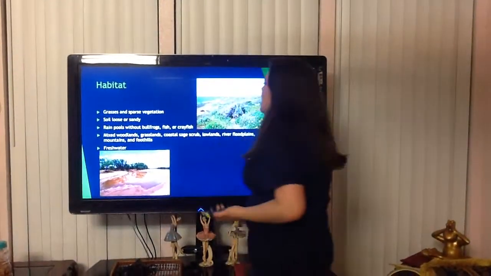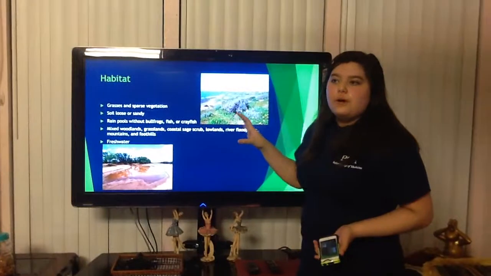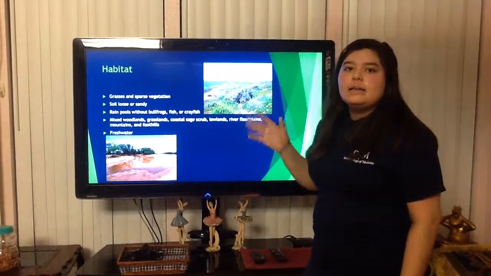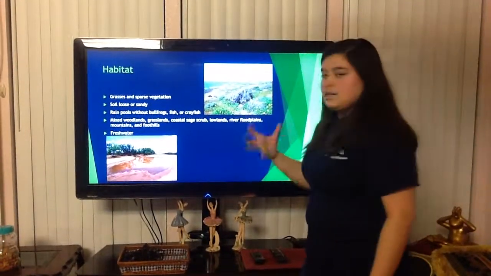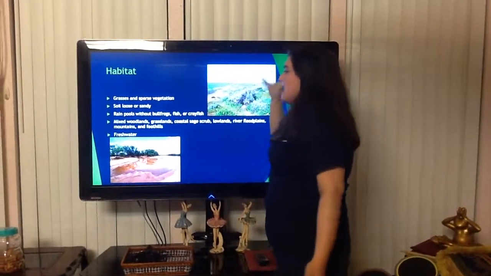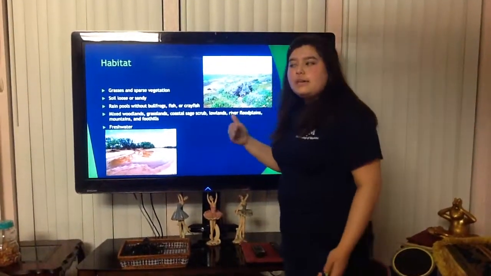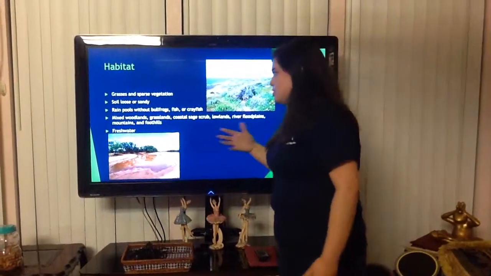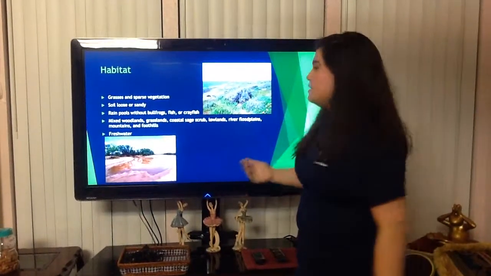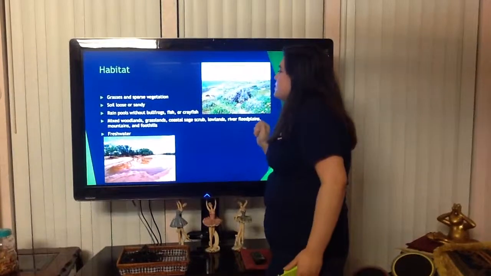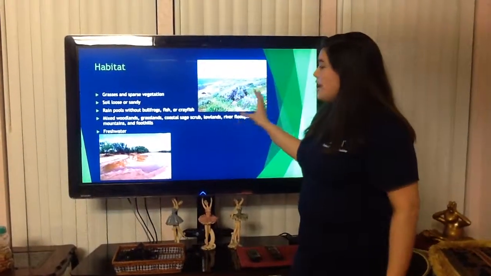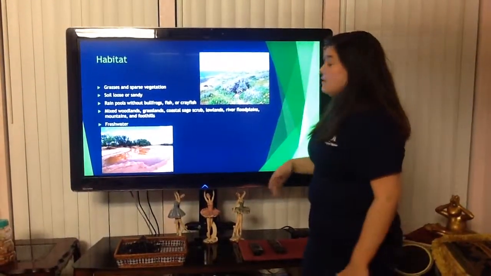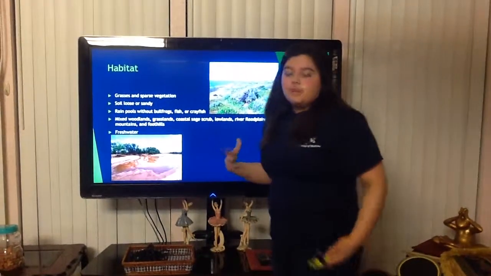Now, the spadefoot toad's habitat includes grasses where there's sparse vegetation, and the soil has to be loose or sandy so that the toads can burrow underground to stay away from the heat and retain their moisture. Of course, the environment has to include rain pools where they can breed, and there can't be any presence of bullfrogs or fish or crayfish because they primarily eat the larvae of the spadefoot toads. However, environments can include mixed woodlands, grasslands, coastal sage scrub, lowlands, river floodplains, mountains, and foothills, and there has to be fresh water.